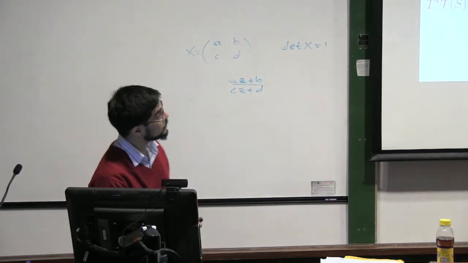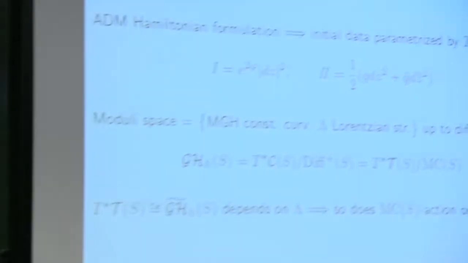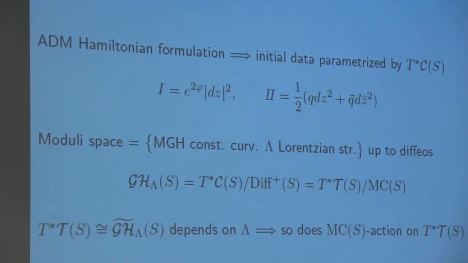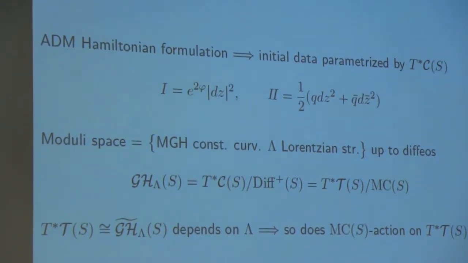And basically, what we can do in this globally hyperbolic case is to consider the ADM formulation of gravity, so we really look at the Einstein-Hilbert action in a second-order way. We choose some time direction, and the initial data that describes the solutions are then shown to be parametrized by the cotangent bundle over the space of conformal structures. Basically, the first fundamental form is locally given by some conformally flat metric, and the second fundamental form is completely defined by some quadratic differential like this.